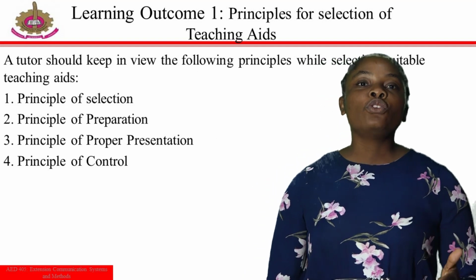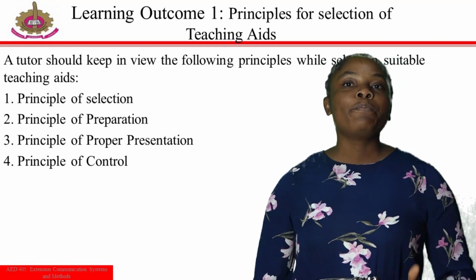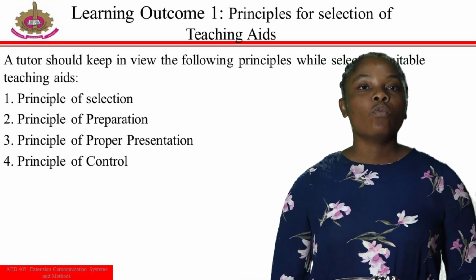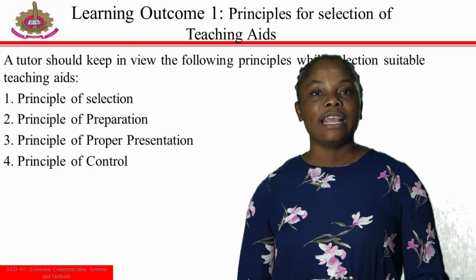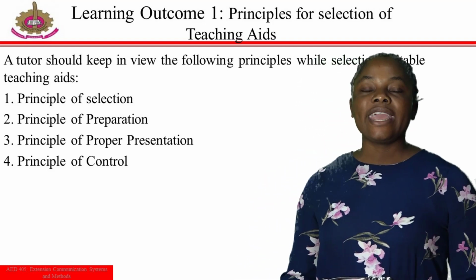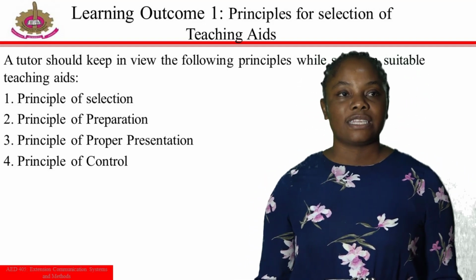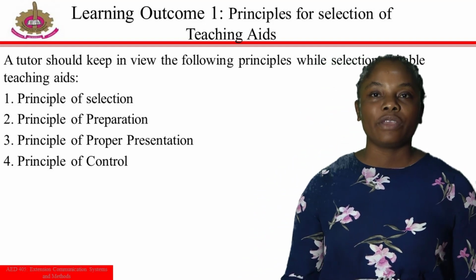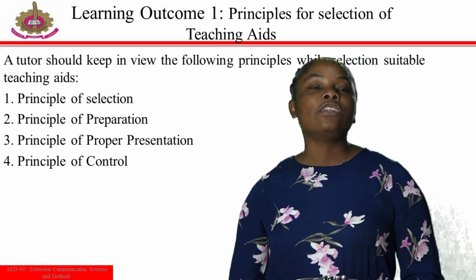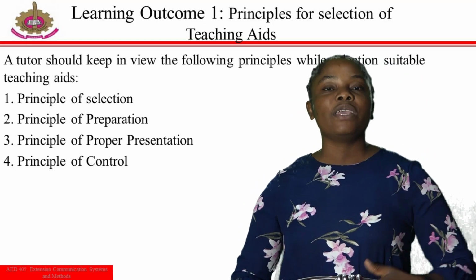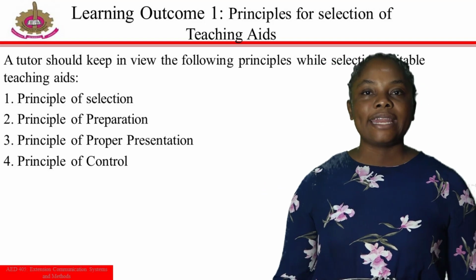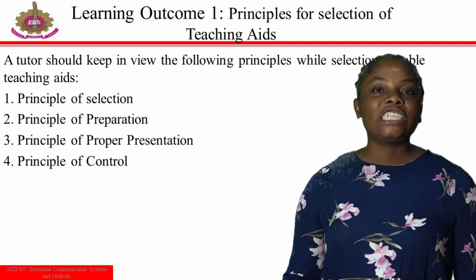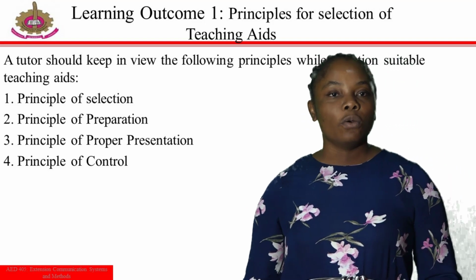A tutor should keep in mind the following principles while selecting suitable teaching aids. One of them is the principle of selection. The selected teaching aids should have the basic traits. They should be definitely important from the educational point of view, and they should be interesting and able to motivate the students or learners for learning. They should encourage the achievement of instructional objectives.